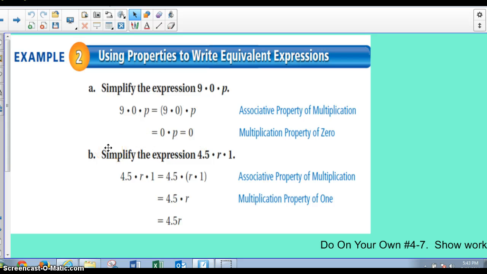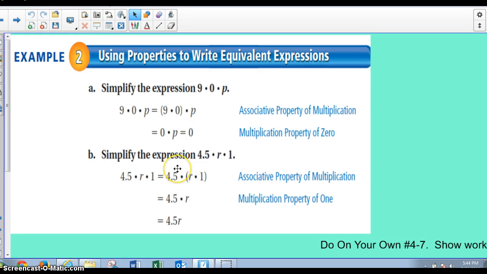So you used two different properties here. Let's look at B. Simplify the expression. We have 4.5 times r times 1. Okay, so now we have 4.5 times r times 1. They put the parentheses around the r and the 1. Why? Because r and 1 are always going to be r. R times 1, or x times 1, or s times 1, or 6 times 1, it's always going to be that number. So r times 1 is r.